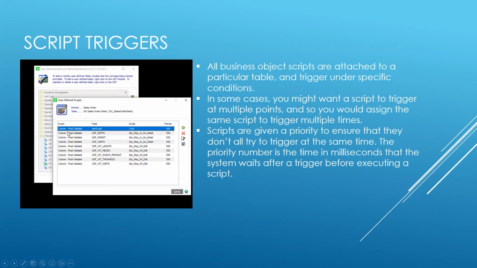But if I had, say, a post-validate script to trigger off of this item code field, and then I had another script that also needed to trigger post-validate off item code, I would need to give them different priorities to make sure that they didn't both try to run at the same time, because more likely than not, neither of them would trigger.